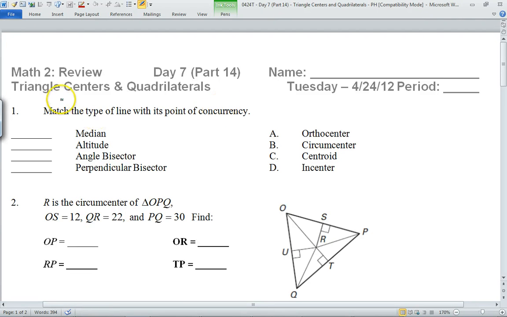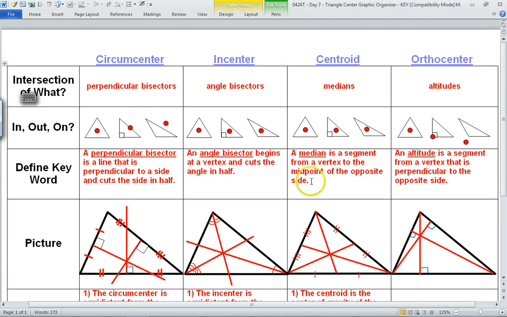Part 14, Triangle Centers and Quadrilaterals. Problem number 1. I see we've got orthocenter, circumcenter, centroid, incenter. Well, we need to make sure that we know all the information on this paper.